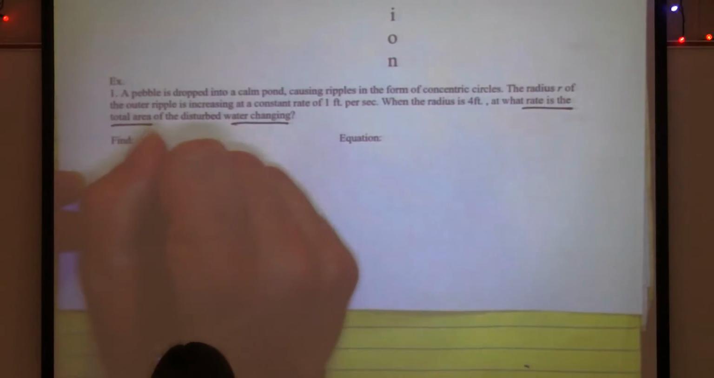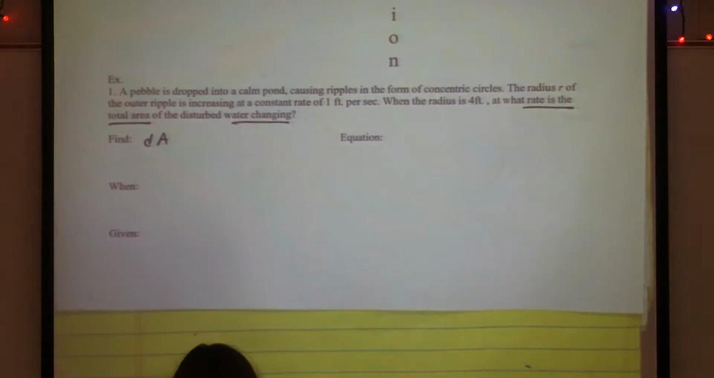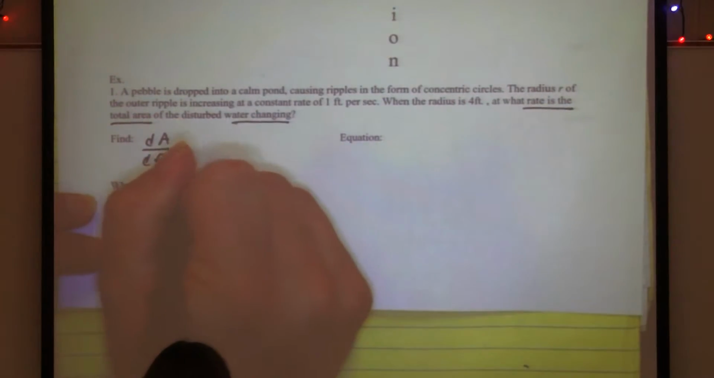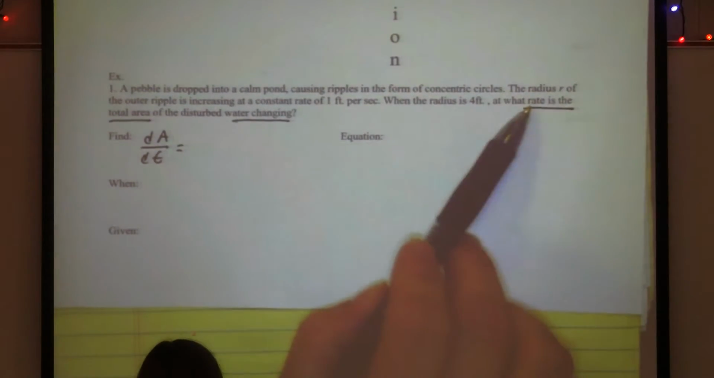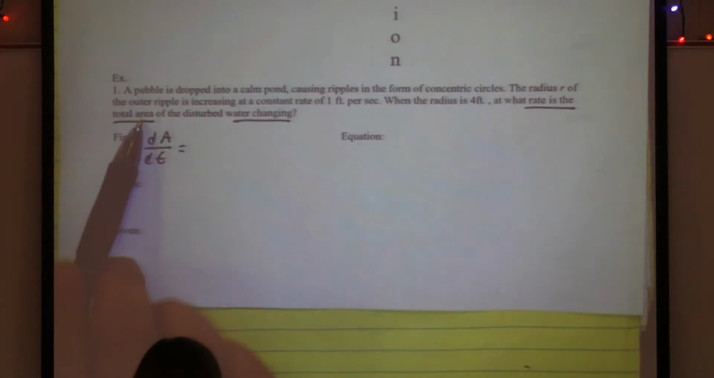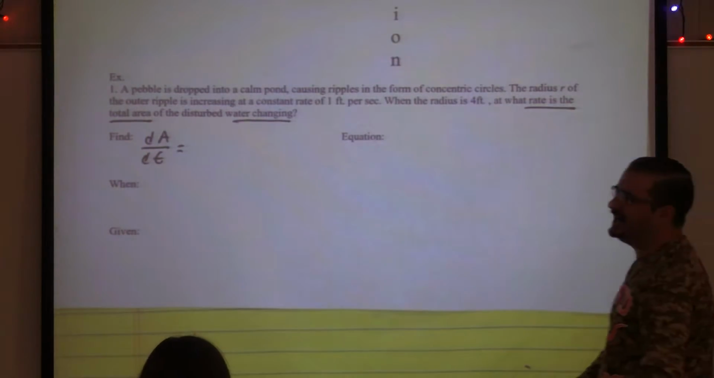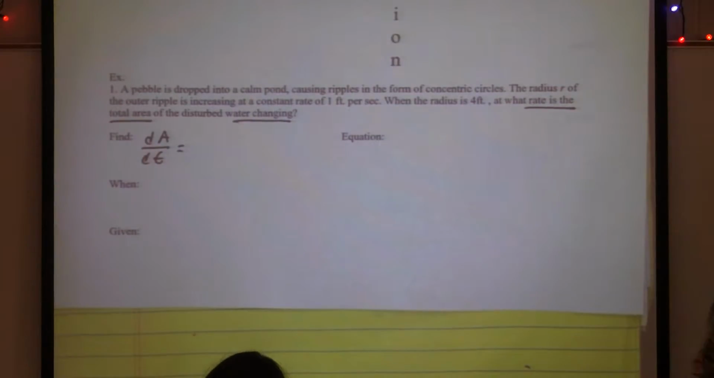Not dy. dA/dt. The area, because it's the rate of change of the area. I'm not going to put y unless you're describing y to be the area. Let's use a letter that correlates to the problem.